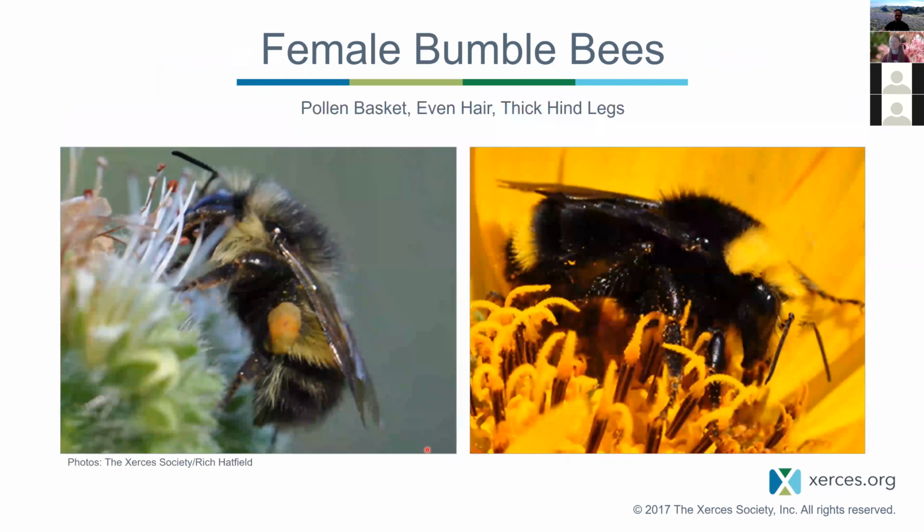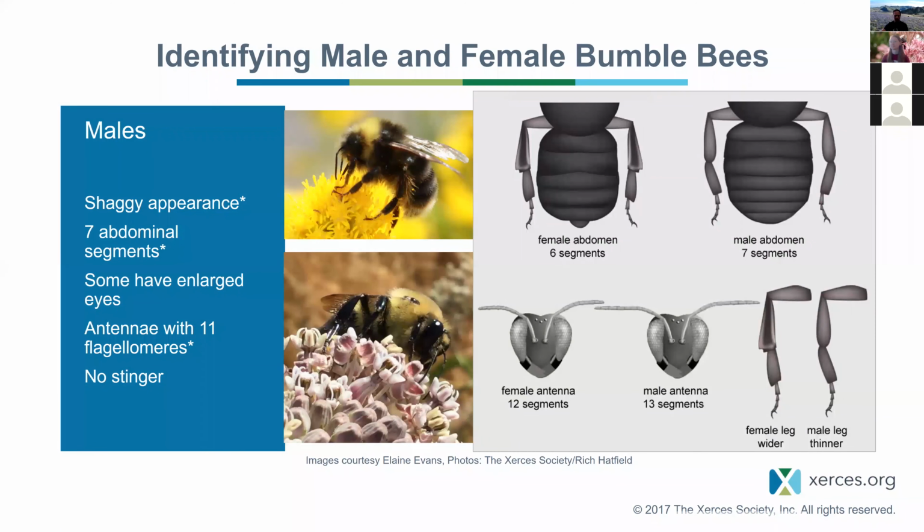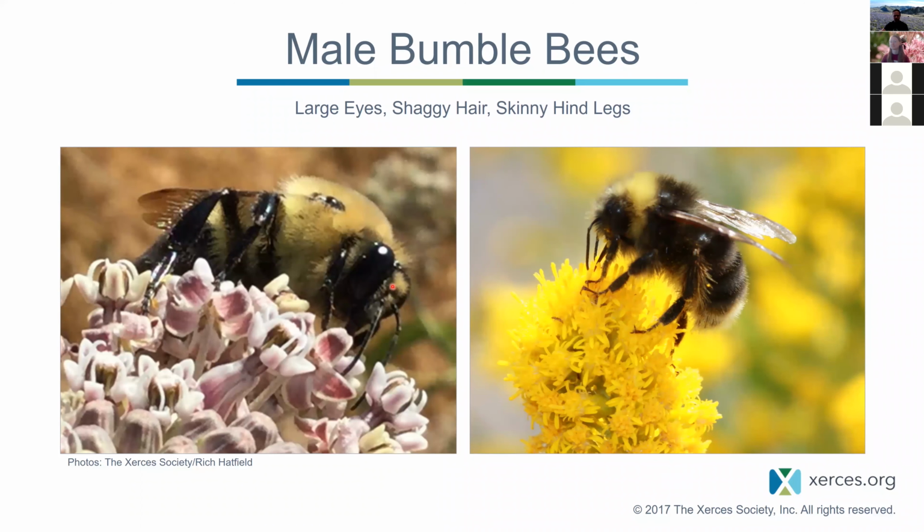So here are our two female bumblebees. You can see this one's really well groomed, and this one's carrying pollen. So those are the things that we're looking for. And then male bumblebees, again, they're going to be shaggy. They have an extra abdominal segment, which tends to be a little bit rounder, and they have those longer antennae. And then some species have these big, large eyes at the front of their head, almost like a fly. So there you can see the large eyes, and you can see the shaggy hairs here, and then the skinny leg on the male bumblebee there.